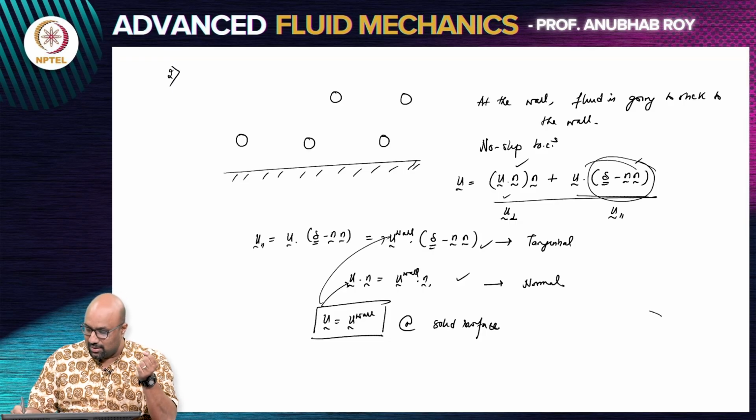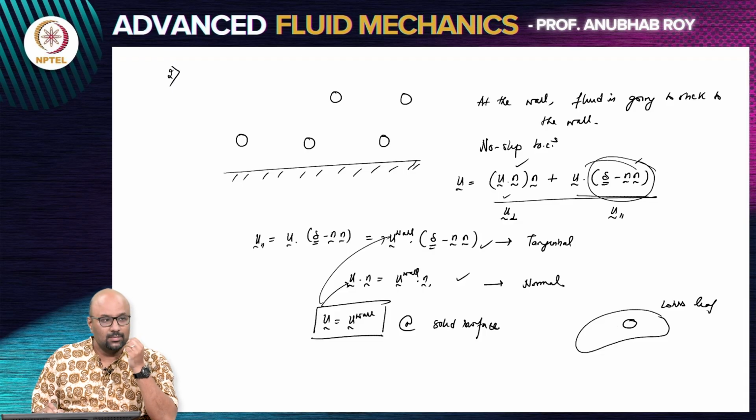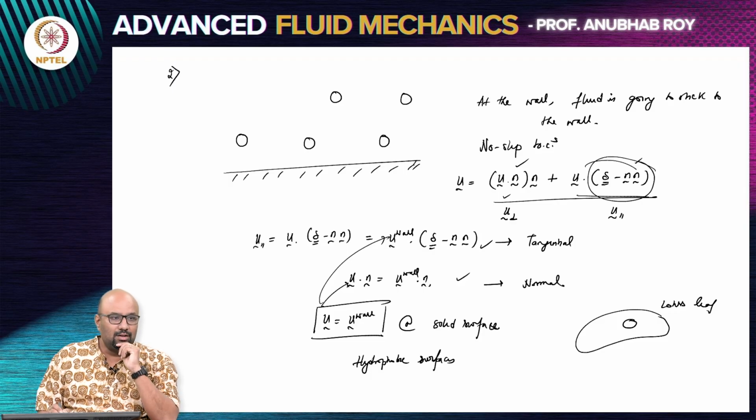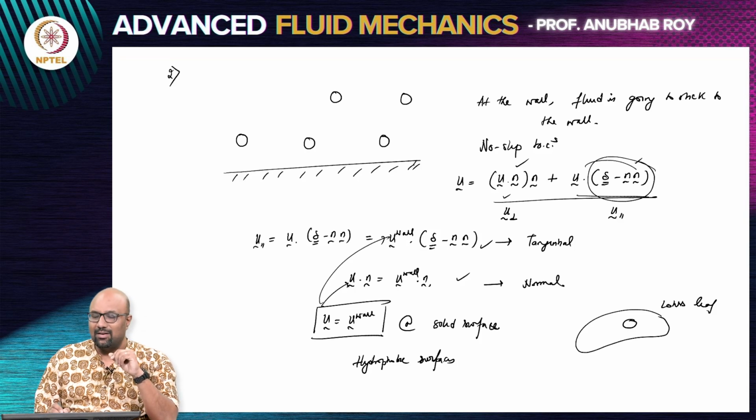If you were to take a lotus leaf and put a drop of water, it will very nicely slide over the surface. So, it is clearly not sticking to the surface, right? Otherwise, it would not be possible for the drop to nicely slide over. So, there are various kinds of surfaces which are known as hydrophobic surfaces, where the fluid is not going to exactly stick to the surface. So, no slip is an approximation.